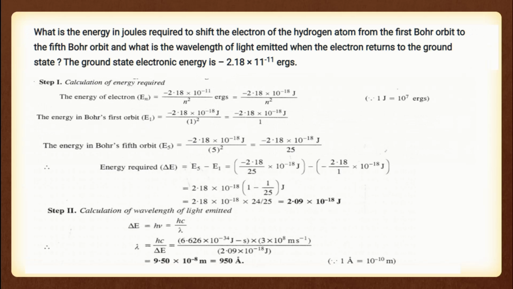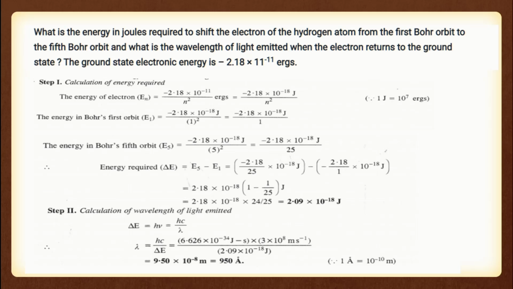What is the energy in joules required to shift the electron of the hydrogen atom from the first Bohr orbit to the fifth Bohr orbit? And what is the wavelength of light emitted when the electron returns to the ground state? The ground state electronic energy is minus 2.18 into 10 power minus 11 ergs.